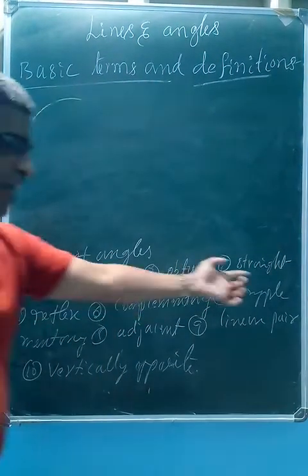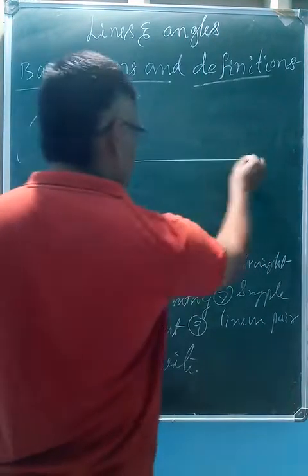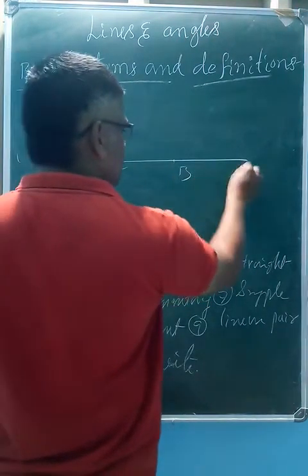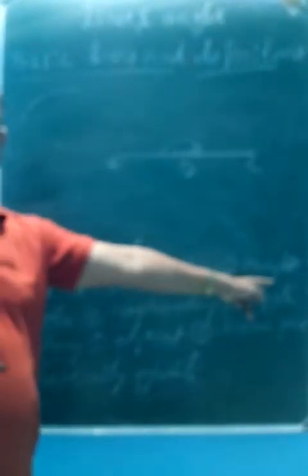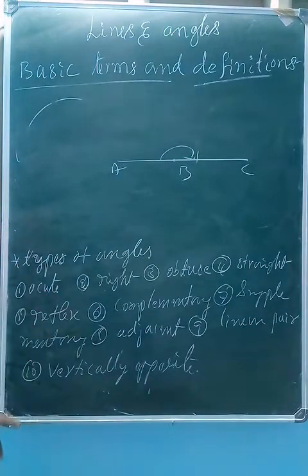Okay, like straight angle means exactly 180. If any angle measures exactly a straight line, then it is called a straight angle. Its measurement is 180 degree.